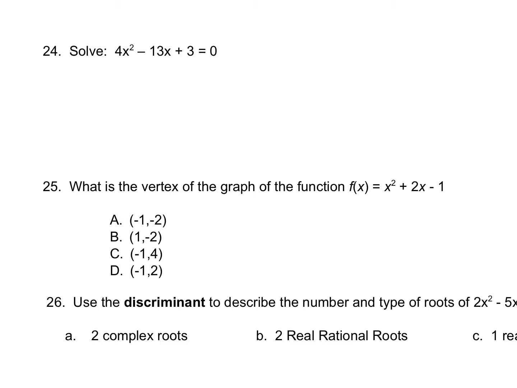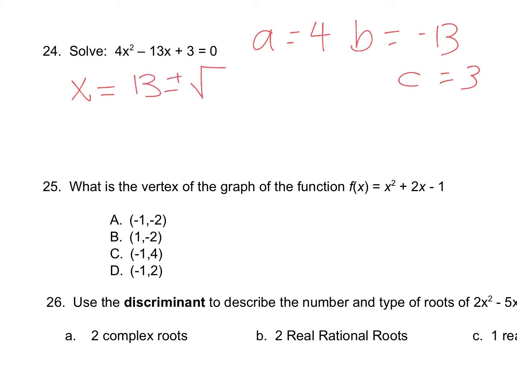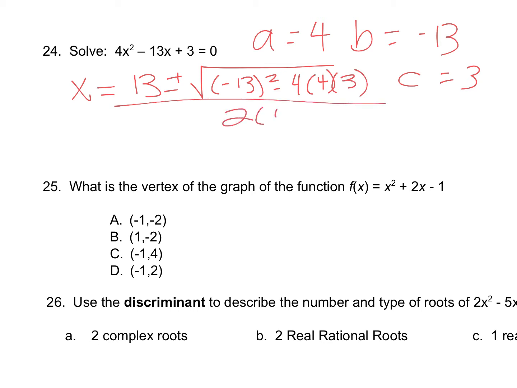Okay, it looks like I totally forgot to do question number 24. So A is 4, B is negative 13, and C is 3. We're going to use the quadratic formula. So X equals the opposite of B, which is 13, plus or minus the square root of negative 13 squared minus 4 times A, which is 4, times C, which is 3, all divided by 2 times 4.